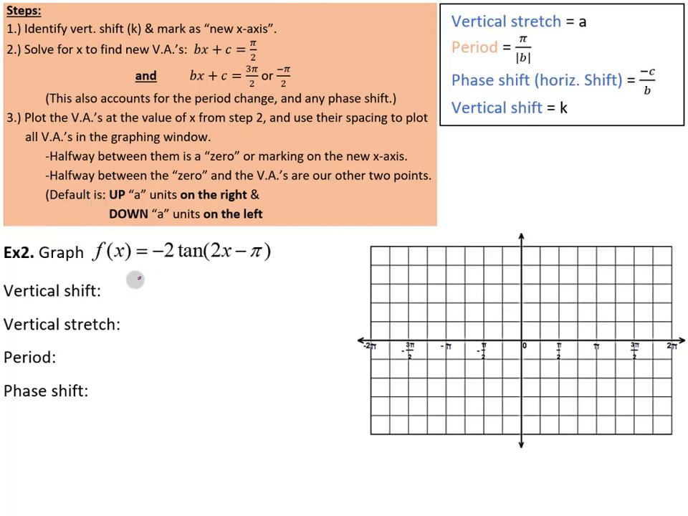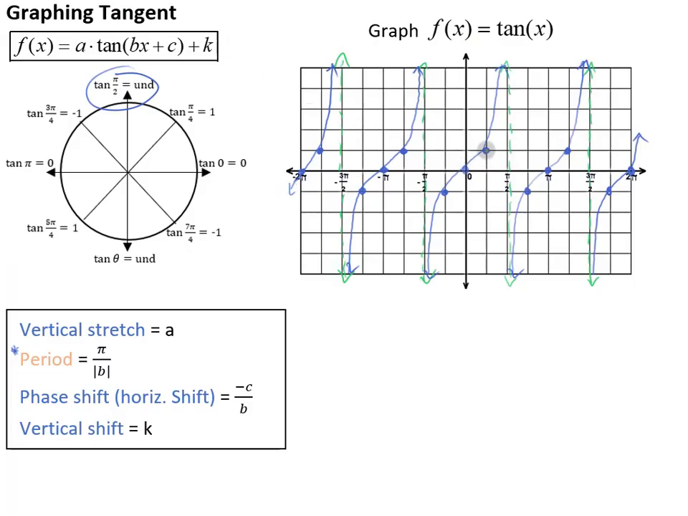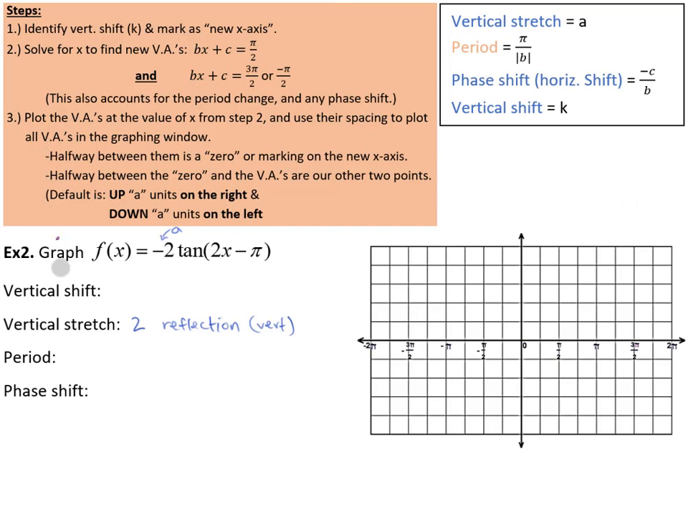Okay, so here's our second one. Let's go ahead and identify all these parts. A is -2, so our vertical stretch is 2, and we have a reflection vertically. Remember from our parent function where we go up 1 on the right, down 1 on the left, when we do a reflection, it's just down 1 on the right, up 1 on the left, and your graph would come in this way instead. So it's pretty easy to perform a reflection.